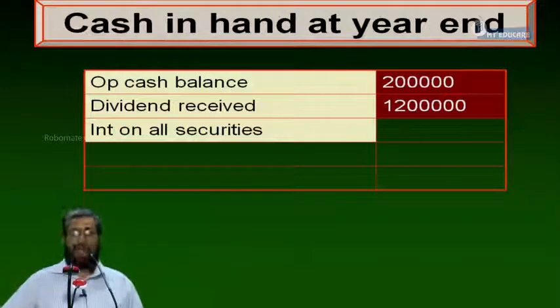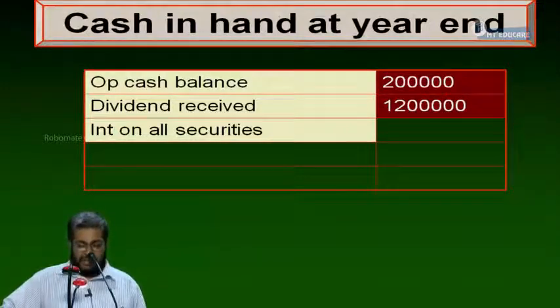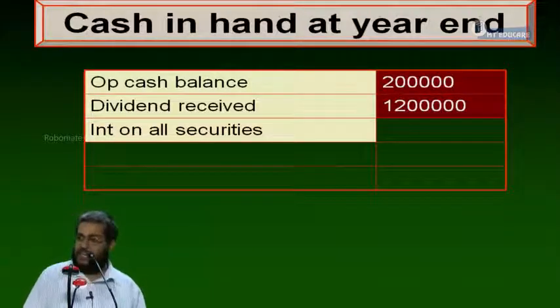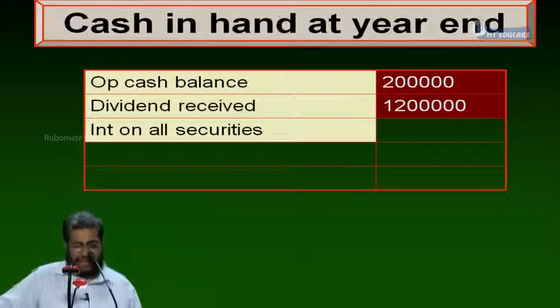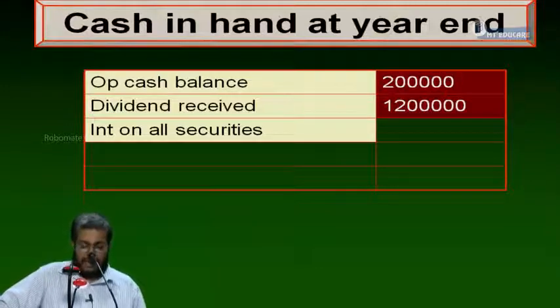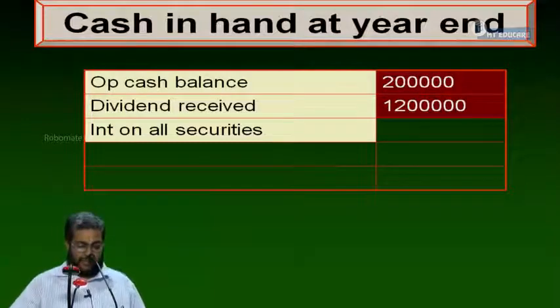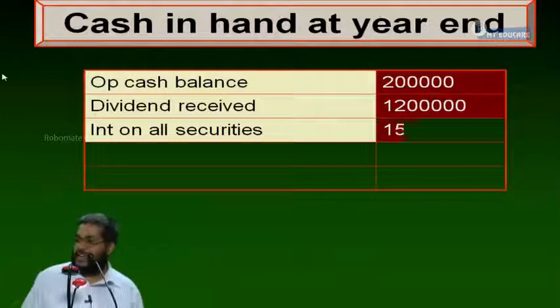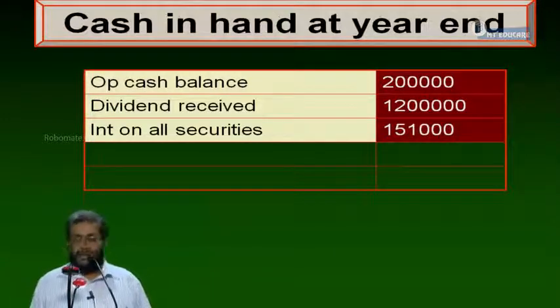If you want, write below that in brackets. Government security is giving 7% interest on 8 lakhs, so 7% into 8 lakhs, plus 9% into 5 lakhs, plus 10% into 5 lakhs. Tell me what is the interest received on securities? 1,51,000. Interest received is 1,51,000.